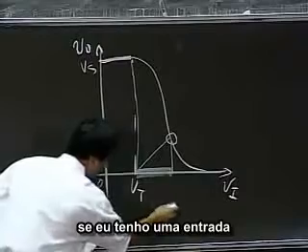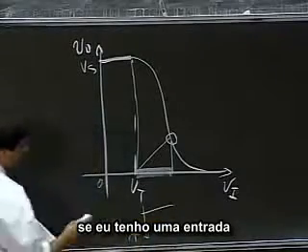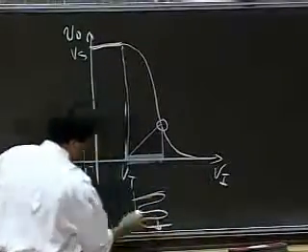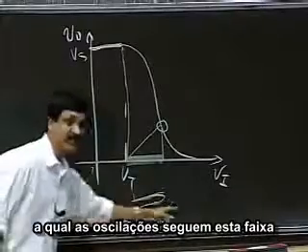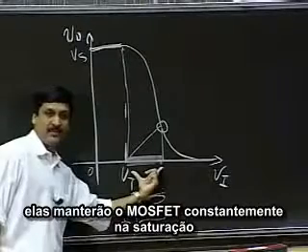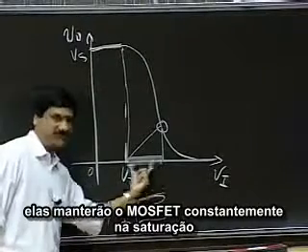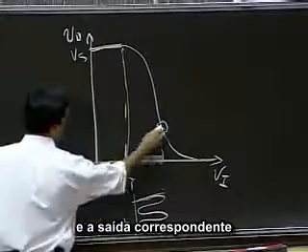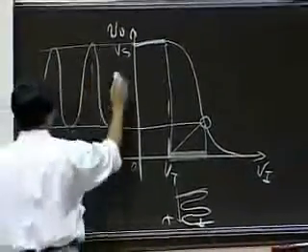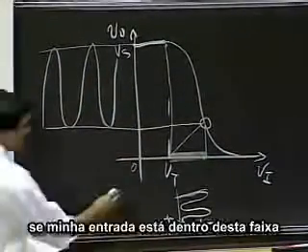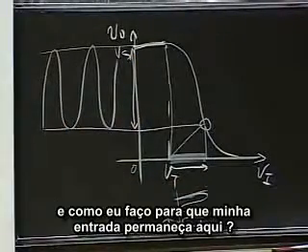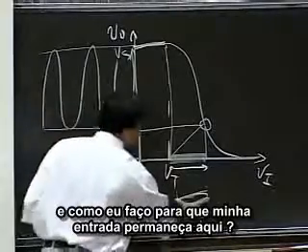So if I have an input that looks like so, say some input whose gyrations fall within this range, we'll constantly keep the MOSFET in saturation, okay? And the corresponding output will look like this. So if my input is in this range, my output will be within this range. And how do I get my input to be here?